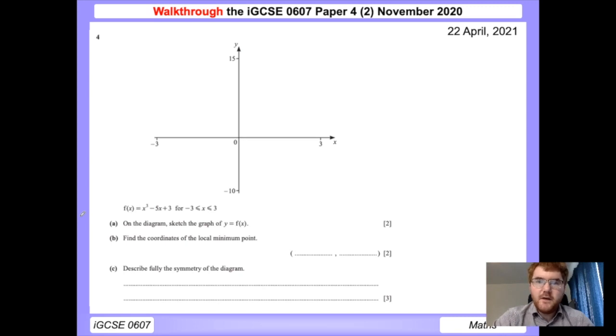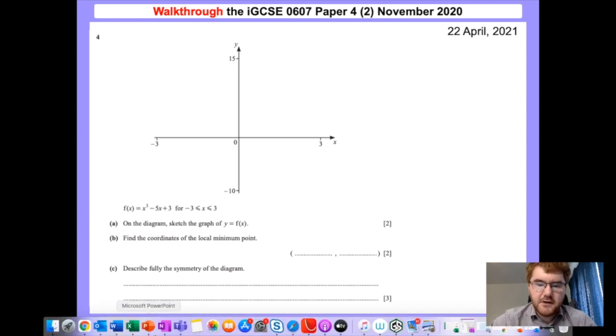Let's carry on with this iGCSE 0607 paper 4. We are going to now look at question 4. So we have a typical GDC question here. So f of x is equal to x cubed minus 5x plus 3. We are given a scale here and we need to sketch it. This is the classic GDC question.